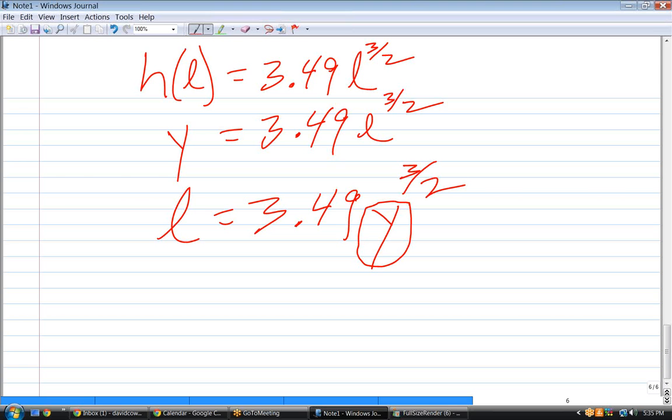3.49 is the exponent. Okay. So how do I get rid of the 3.49? Subtract it. What is the 3.49 doing right now? No, you just divide it. Okay, because it's multiplying. Right. Okay, so if I divide everything by that, I'm going to get rid of the 3.49.